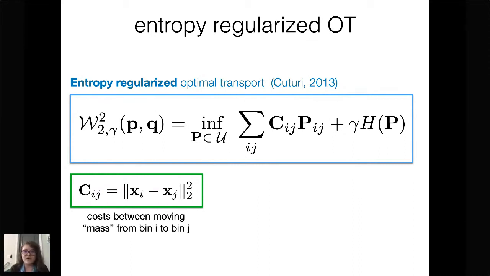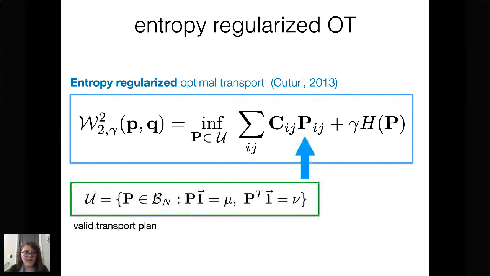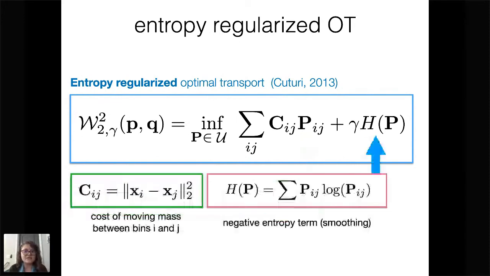And then what we see here on the right is this entropy regularized term. This will help to smooth out our problem, and we can think about it as a regularization term that can also in some ways be thought of as a way to help avoid overfitting in some cases. Okay, we need to make sure this is a valid transport plan, and so these are the constraints to make sure that this is a doubly stochastic matrix. And then here, this is the entropy term, just writing it out.